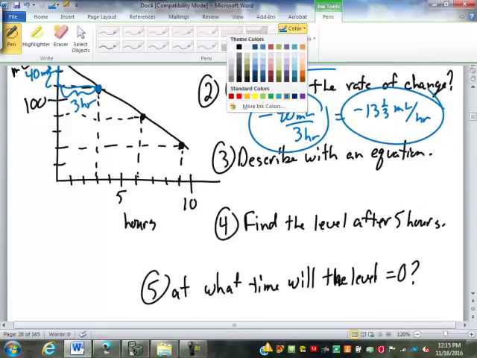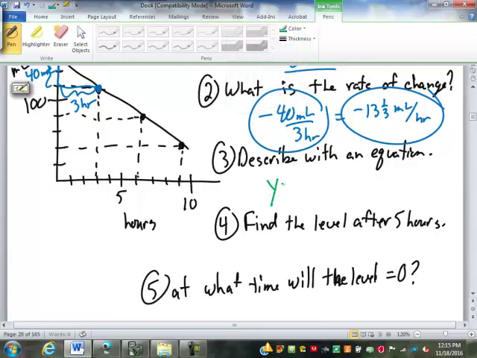So that makes the equation y equals... What multiplies the x? The slope is the negative 40 over 3. That multiplies the x. Or the negative 13 1/3. The rate of change, or the slope, always multiplies x. Then the starting point is the 160, so that's plus 160 at the end. So now from that equation, I'll give you a couple more minutes to solve 4 and 5.